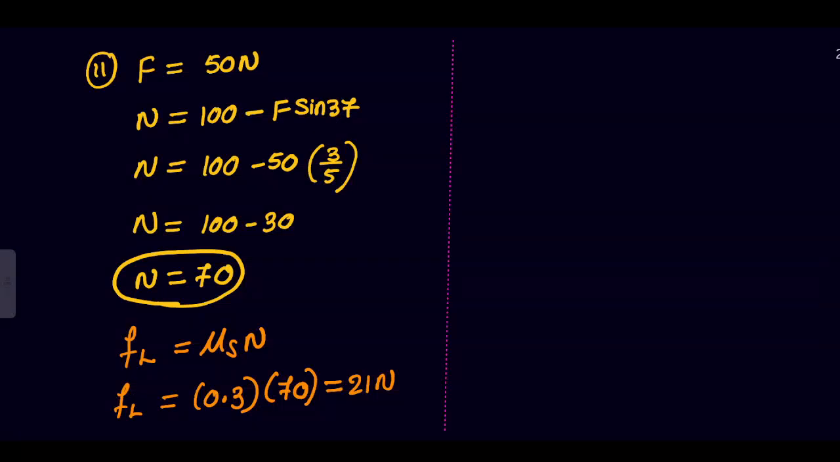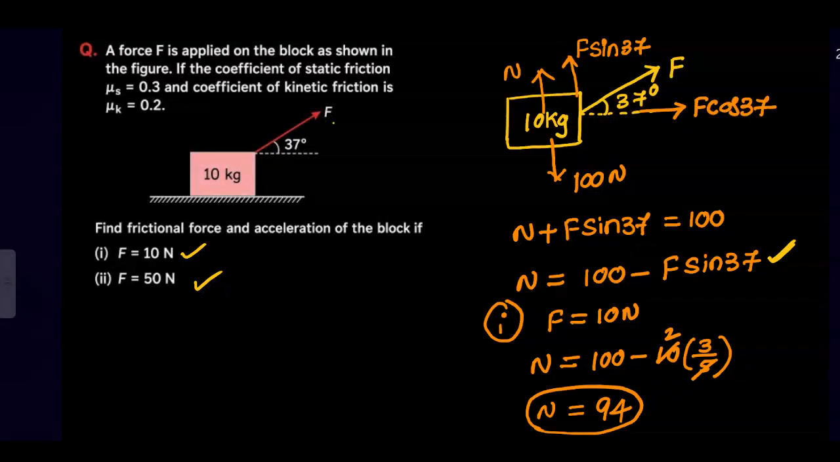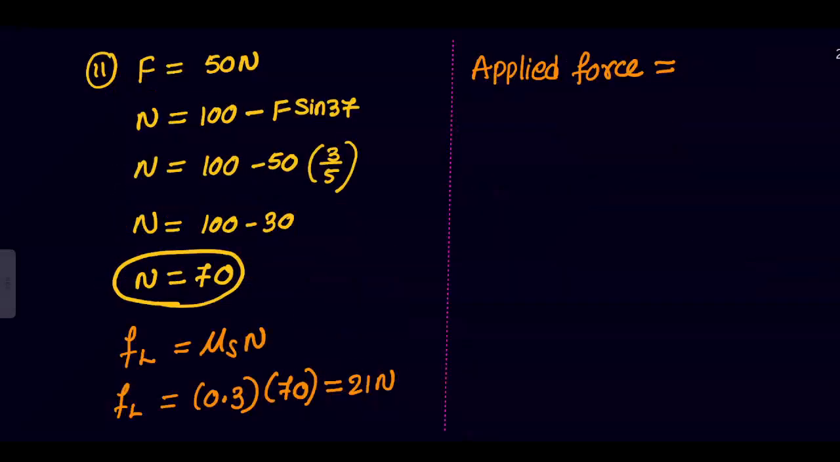Now you see here, how much is the applied force? Which force makes the body move? Which direction will the body move? Right side. Which force causes it? F cos theta. So that is the applied force here, F cos 37.